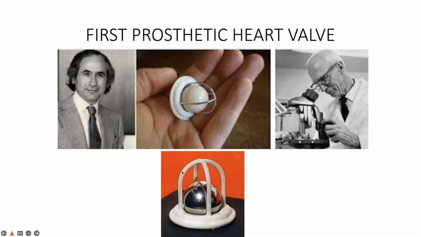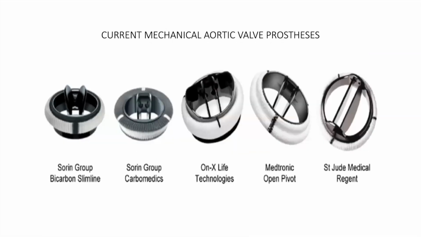So they developed this ball and cage valve, a ball and a cage with some cloth on the outside. This was called the Starr-Edwards valve. Subsequent to that, the mechanical valves were developed with these bi-leaflet valves. They're very similar now between the different companies. They're bi-leaflet, made from pyrolytic carbon, and they're mounted upon this fabric.